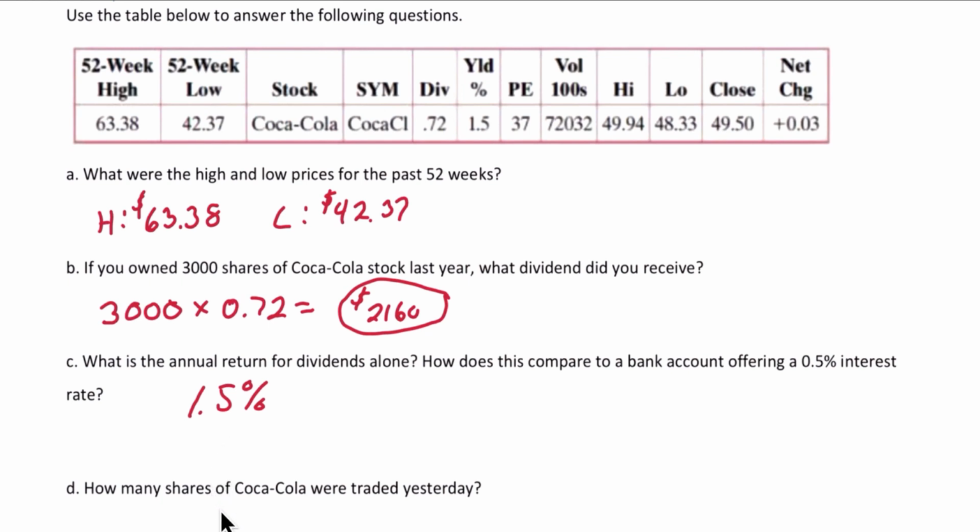How many shares of Coca-Cola were traded yesterday? We can see that in the volume column. Notice that it's measured in hundreds. So we need to write down this number and then just add 2 zeros. 72032, add those 2 zeros for 7,203,200 shares.